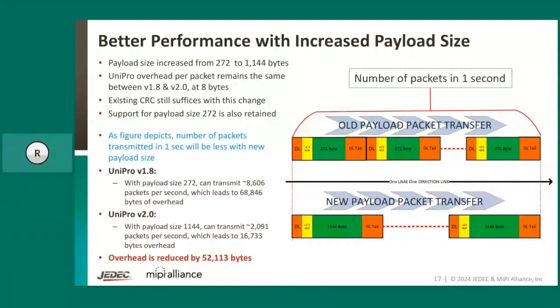So this contributes around 75% of the gain. Sorry, not gain, 75% overhead reduction as a relative between 1.8 and 2.0 with the newer payload size. That is yet another major gain in UFS 4.0 that will be seen. Next slide, please.